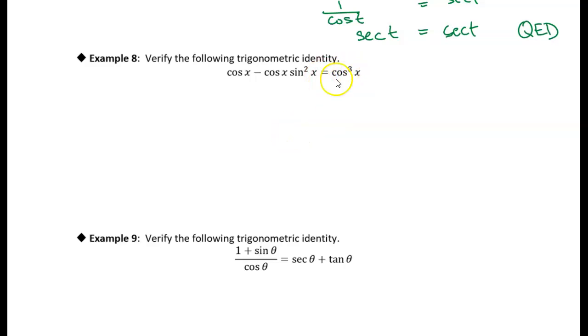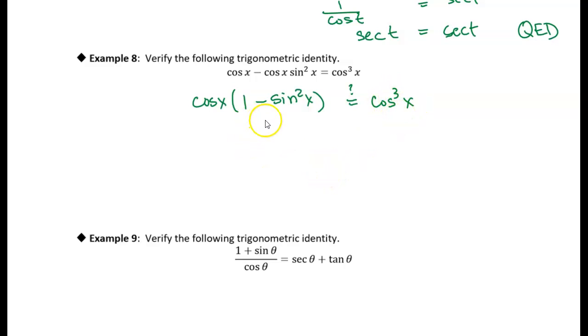But I don't really know what to do with cosine cubed. But I can see that on the left hand side, I have a common factor of cosine. So, let's just try something. Sometimes I just have to dive in and try something. I'm just going to factor out that cosine and see what happens. So, if I factor a cosine out of the first term, I'm just left with 1. Factor a cosine out of the second term, I'm left with sine squared of x. And I'm asking, is that equal to cosine cubed of x?